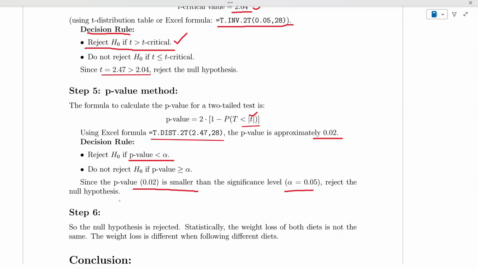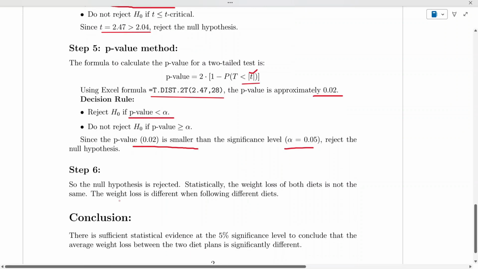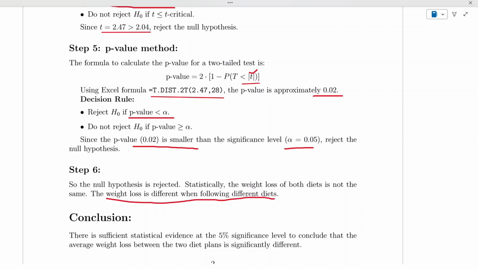Finally, we write the conclusion or the interpretation. So the null hypothesis is rejected. Statistically, the weight loss of both diets is not the same. The weight loss is different when following different diets. At the 5% significance level, there is sufficient statistical evidence to conclude that there is a significant difference in the average weight loss between the two diet plans.